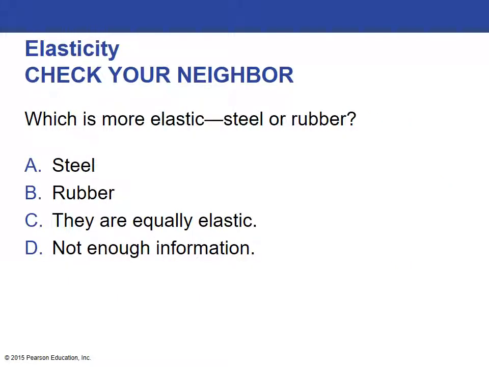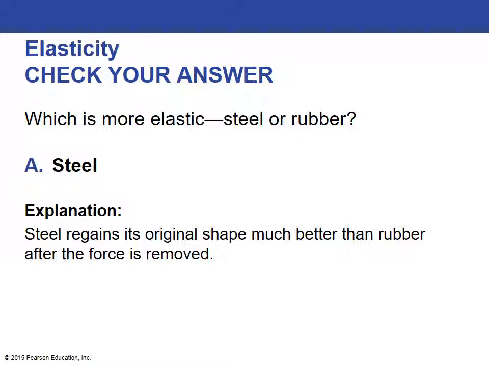Question, what do you think is more elastic, steel or rubber? I'm not talking about a rubber band, I'm talking about rubber. And the answer to that actually is steel, because it can bend, it can bow, it will go back to its original shape, whereas rubber is more like a putty sort of material.